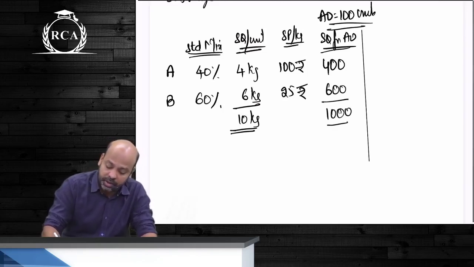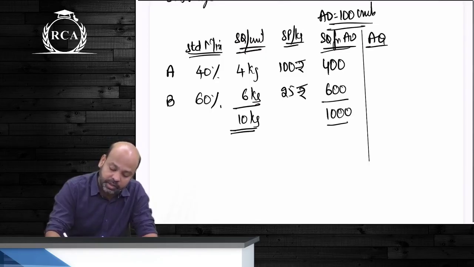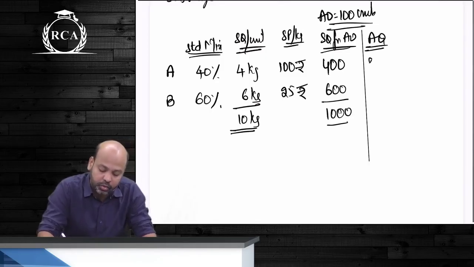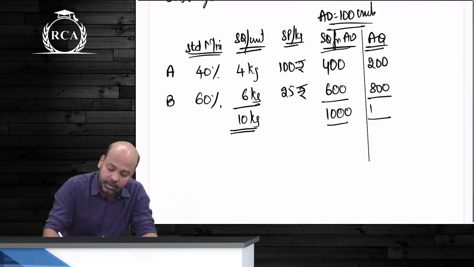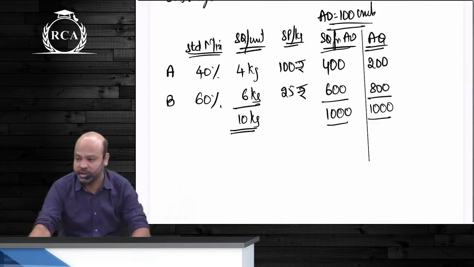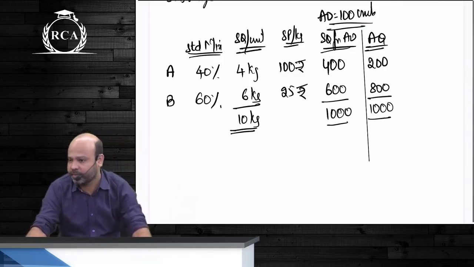Let's talk about different cases. In the first case, beta, you ended up consuming 200 kgs of raw material A, 800 kgs of raw material B. You still consume a total of 1000 kgs. Why do this? To save money.